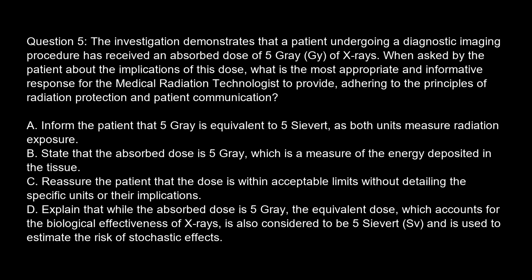Option A. Inform the patient that 5 gray is equivalent to 5 sievert, as both units measure radiation exposure. Option B. State that the absorbed dose is 5 gray, which is a measure of the energy deposited in the tissue. Option C. Reassure the patient that the dose is within acceptable limits without detailing the specific units or their implications. Option D. Explain that while the absorbed dose is 5 gray, the equivalent dose, which accounts for the biological effectiveness of X-rays, is also considered to be 5 sievert (Sv), and is used to estimate the risk of stochastic effects.